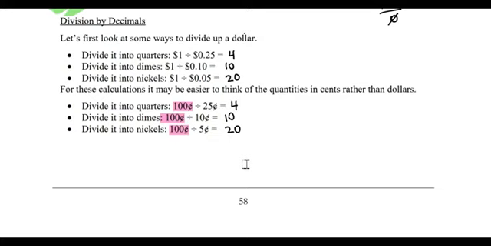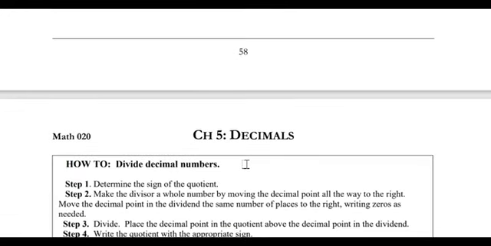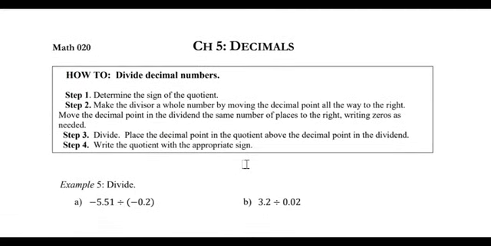So we're ready to formalize our rule. To divide decimal numbers, as always, you're going to determine the sign of the quotient, the sign of the result. Step number 2, make the divisor a whole number. Divisor means the second number. Okay, so this is your divisor right here. Make it a whole number by moving the decimal point all the way to the right. So you're going to get rid of that decimal point.